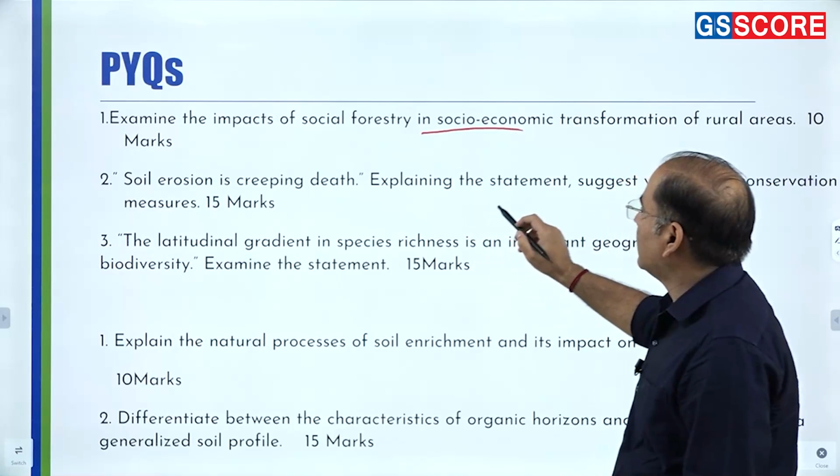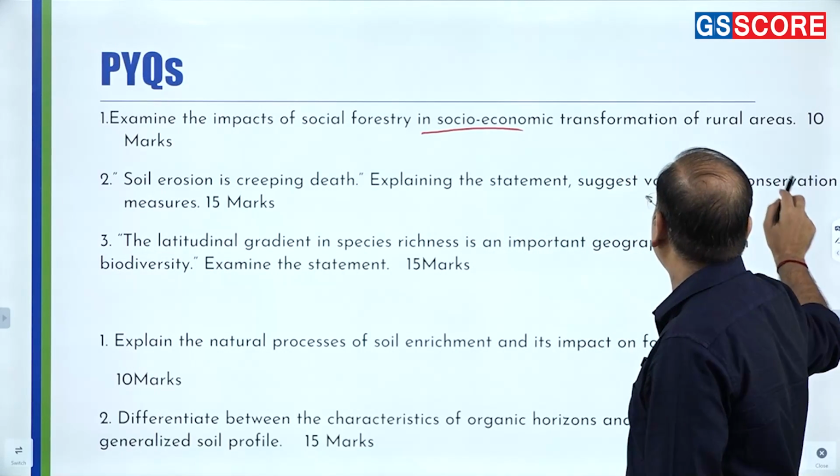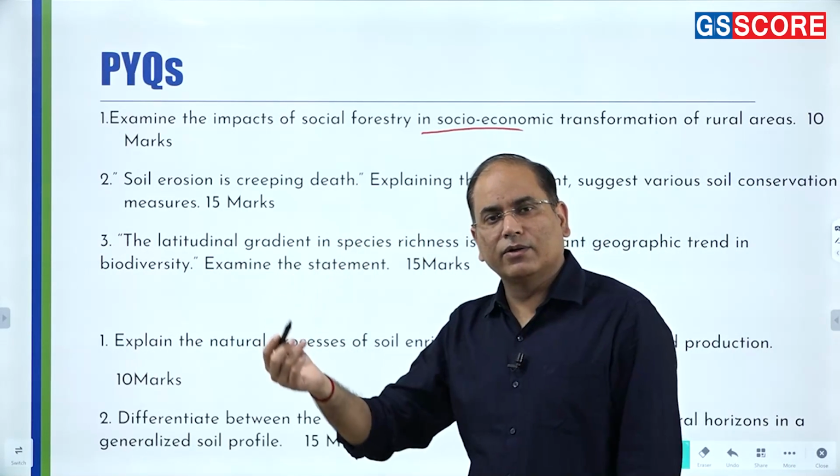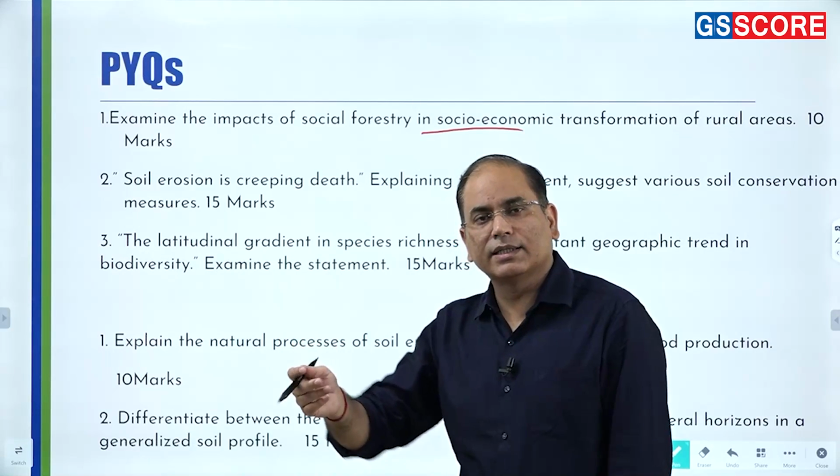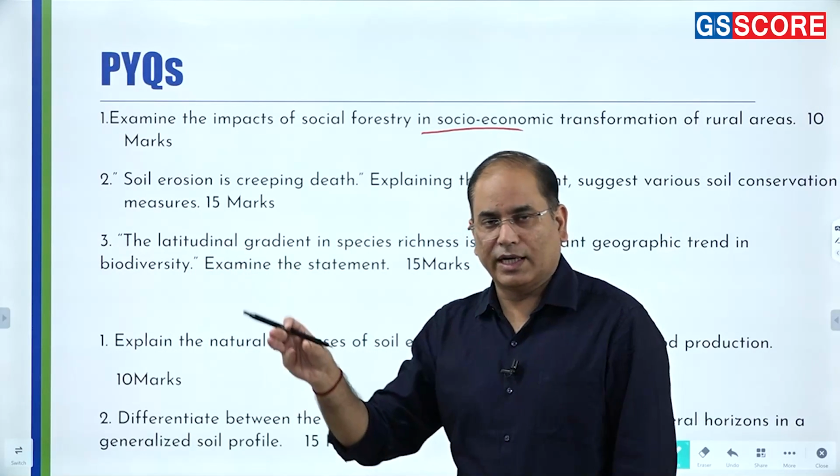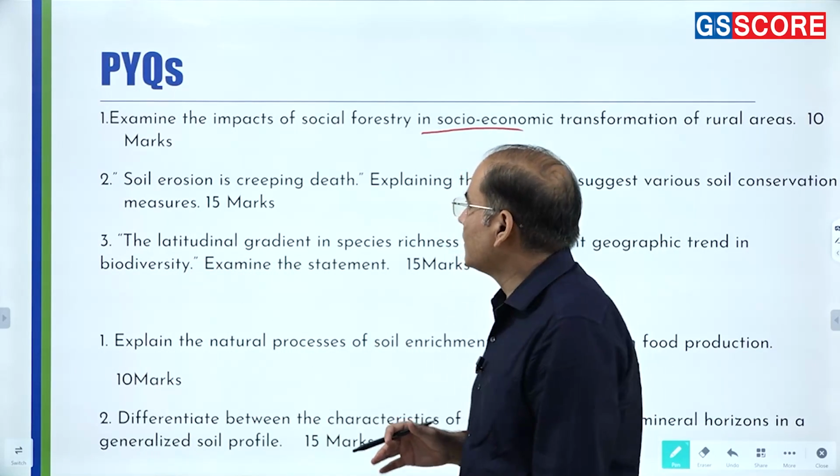Soil erosion is a creeping death. Explain the statement and suggest various soil conservation methods. Soil erosion, soil conservation, soil degradation is a topic of your syllabus. So direct question from the syllabus.